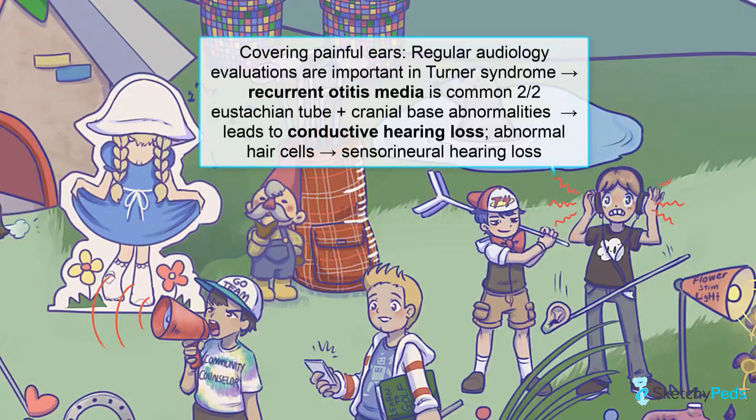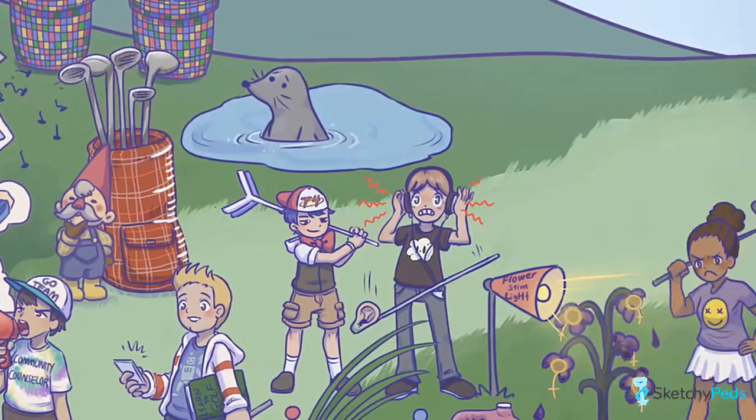Regular audiology evaluations are also important. Kids with Turner syndrome often have recurrent otitis media due to abnormalities with the eustachian tubes and cranial base, which can lead to conductive hearing loss in childhood. Over time, Turner's patients are also at risk of developing sensorineural hearing loss as adults due to abnormal hair cells in the cochlea that worsen with age.